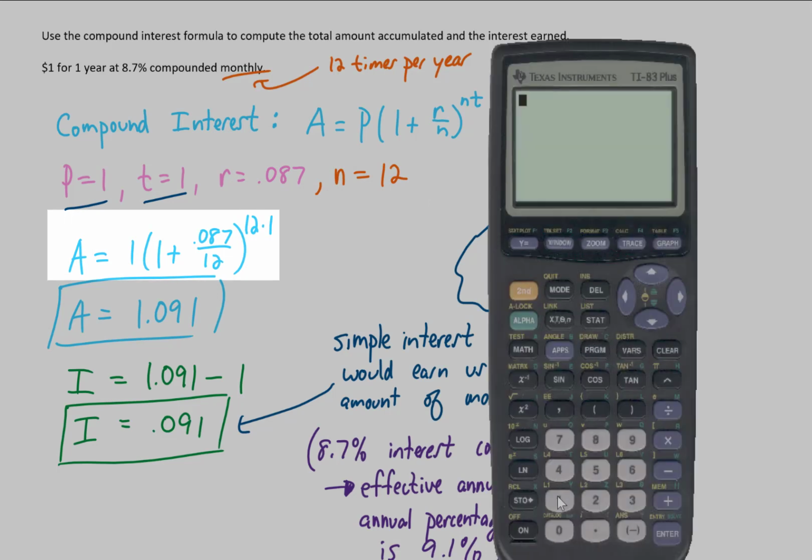So what we're going to do is start with a 1. We don't really need to put that outside the parentheses, but I will this time. And then inside the parentheses, we're going to have a 1 plus 0.087 divided by 12, and all of that is going to be raised to the 12 times 1 power, which you could call 12 times 1, or you could just call 12 up there. Either way, if we hit enter on this thing, our calculator gives us 1.091 if we round to 3 decimal places. And what that means is if we start with a $1 investment, under these terms, we're going to end up with $1 and I guess 9.1 cents at the end of that year. That means that we earned a total amount of interest of 9.1 cents, or 0.091.